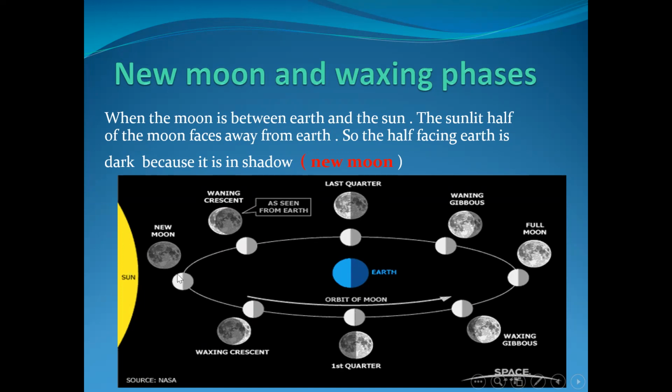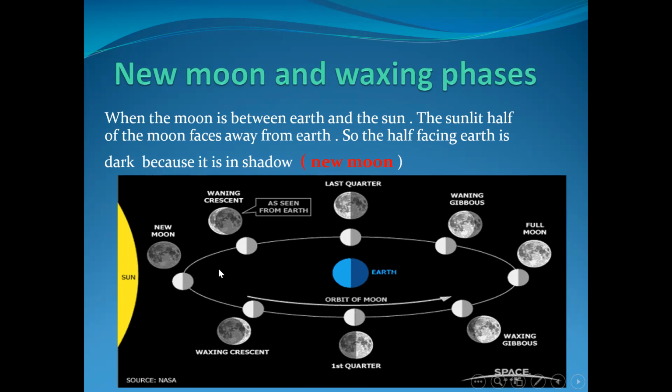When the moon is between earth and the sun, the sunlight falls on the side of the moon that faces away from the earth. Sunlight is facing this part, but you see this part, so the half facing earth is dark because it's in shadow. What we call the new moon.